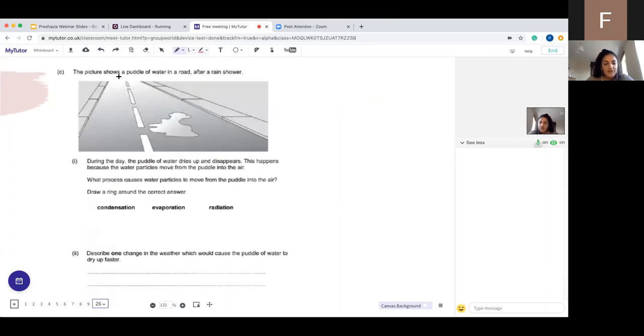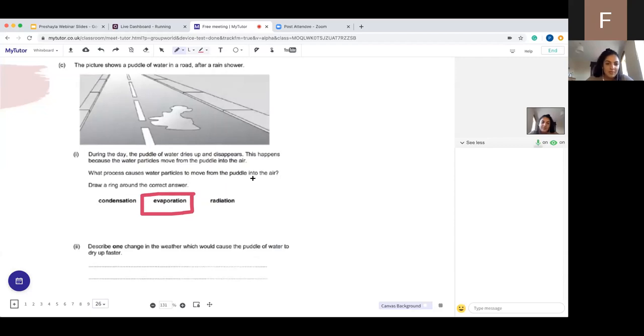The picture shows a puddle of water in a road after a rain shower. During the day, the puddle of water dries up and disappears. This happens because the water particles move from the puddle into the air. But what is this process called? Is it radiation, evaporation, or condensation? Well, we should know by now that water particles disappearing means evaporation. So if we have a cup of water and we come back a few hours later, we might see that the water has started to dry up or lose mass.